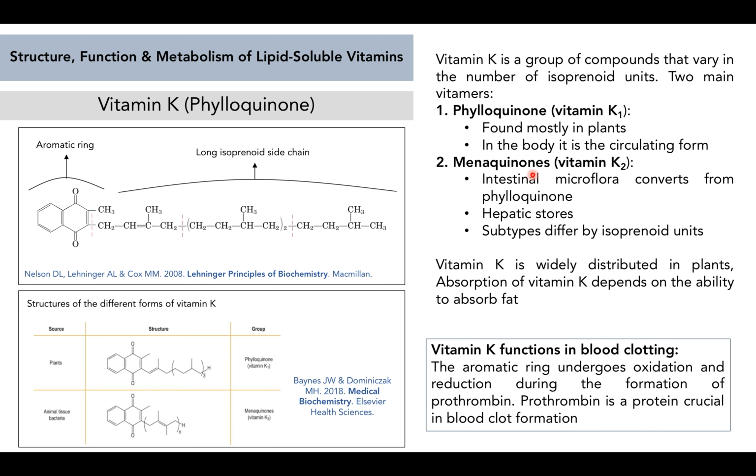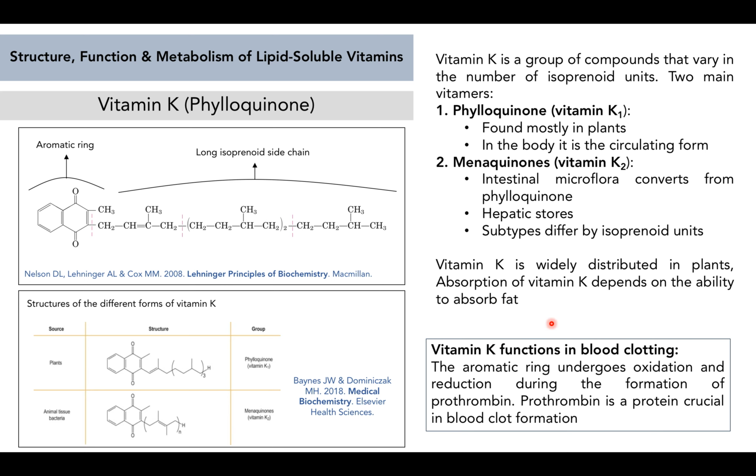Menaquinones, however, are formed by conversion of phylloquinone in our gut by intestinal microflora. There's a lot of bacteria in our gut that can convert vitamin K1 into vitamin K2, and vitamin K2 is the form of vitamin K that's stored in the liver. So it forms a hepatic storage, and vitamin K2 actually has a lot of different subtypes, and these differ by the isoprenoid units. Vitamin K is widely distributed in plants, and absorption is also very dependent on the ability to absorb fat.